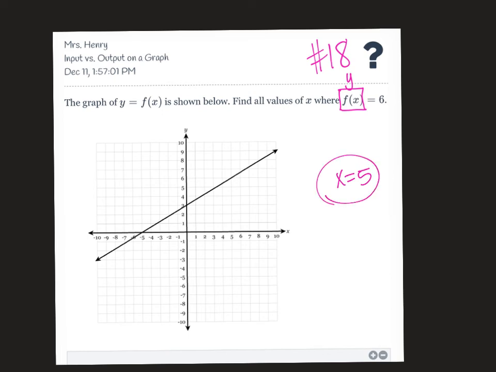And I think all you have to type in is the box that's underneath this. You can't see it on my screen because I took a picture, but you just type in the 5. So again, all I did was go to y equals 6, go over to where it hits the graph, and look down to figure out what the corresponding x value is. That's why x is equal to 5.